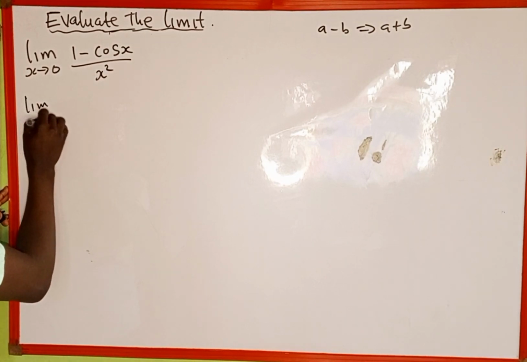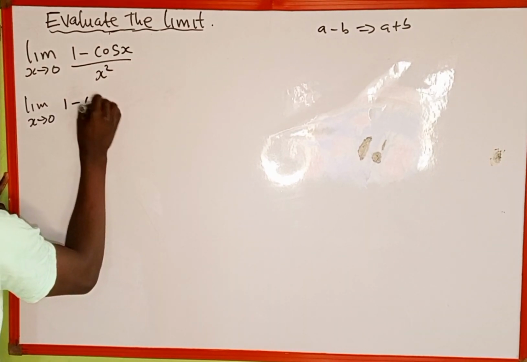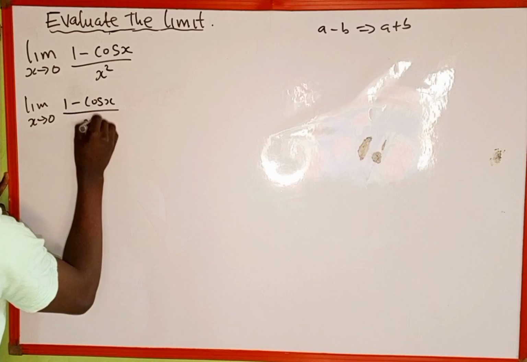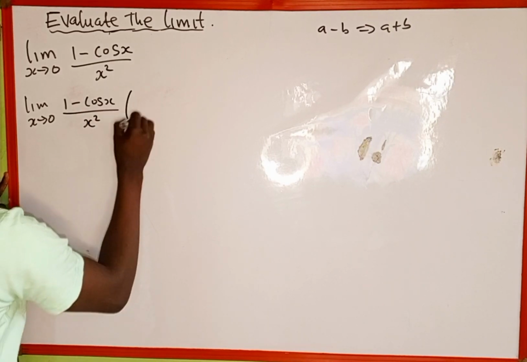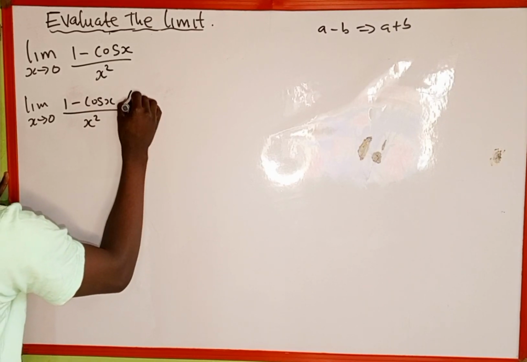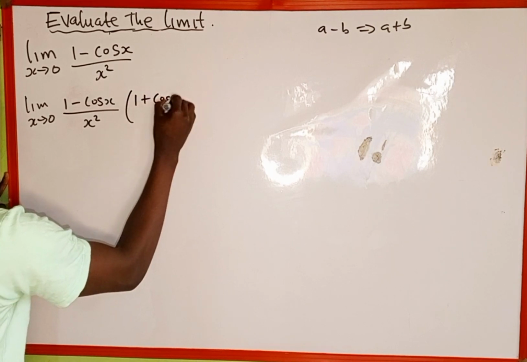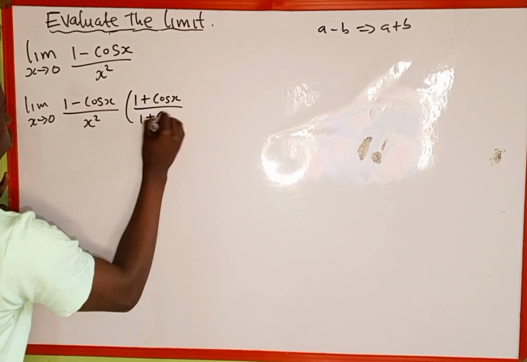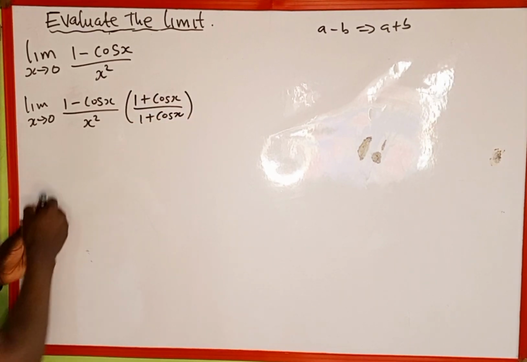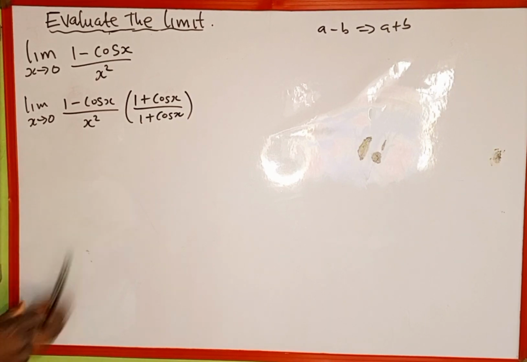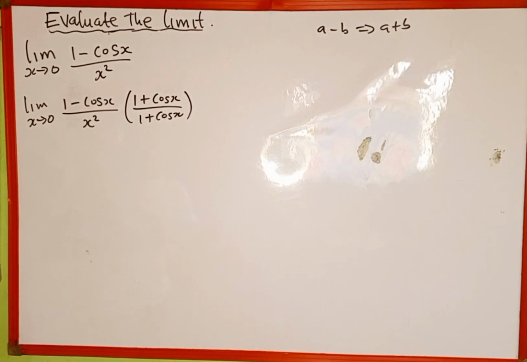So this is going to be what? Limit as x approaches 0, (1 minus cosine x) all over x to power 2, then multiply it by what? The conjugate, which is going to be (1 plus cosine x) over (1 plus cosine x). So this is the conjugate divided by itself. So the next thing we're going to do is to expand. We are going to leave the denominator, then we expand the numerator.